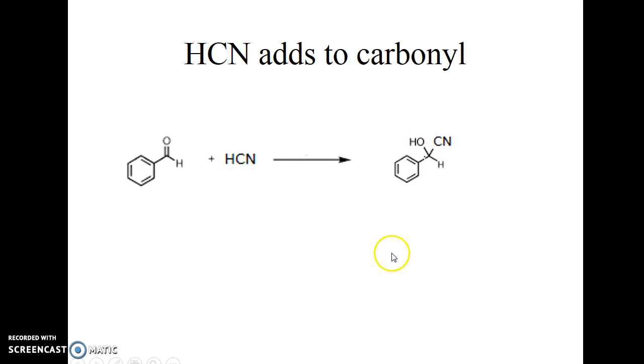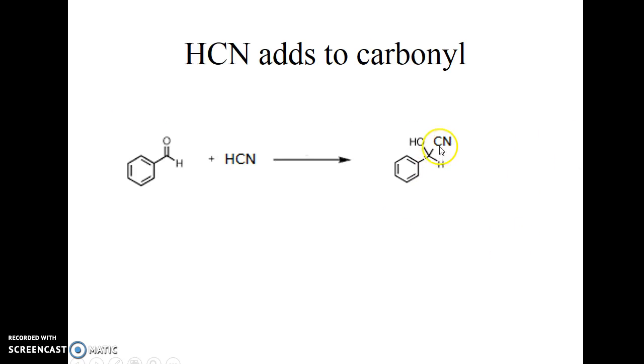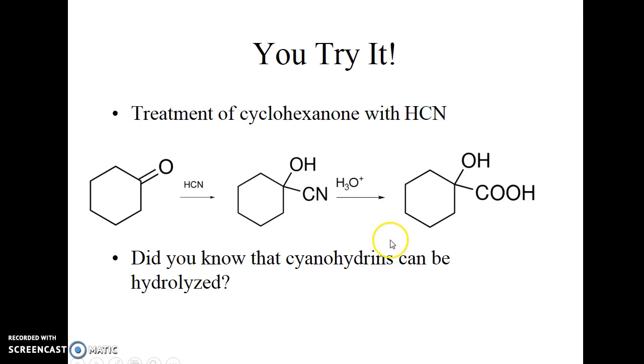Cyanohydrin. These cyanohydrins can undergo another reaction. It's not shown here, but we can hydrolyze this cyano group to a carboxylic acid with acid. We heat with a little acid. If I take cyclohexanone and treat it with hydrogen cyanide, I get the cyanohydrin. If I take the cyanohydrin and I treat it with acid, I then form an alpha hydroxy carboxylic acid.